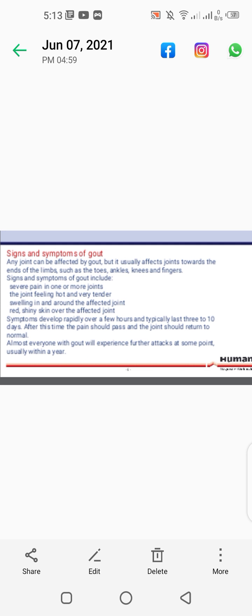Symptoms develop rapidly over a few hours and typically last 1 to 10 days. After this time, the pain should pass and the joint should return to normal. Almost everyone with gout will experience a further attack at the same joint, usually within a year.